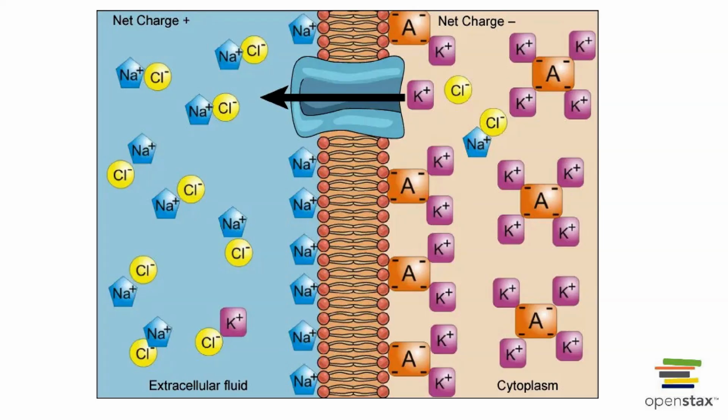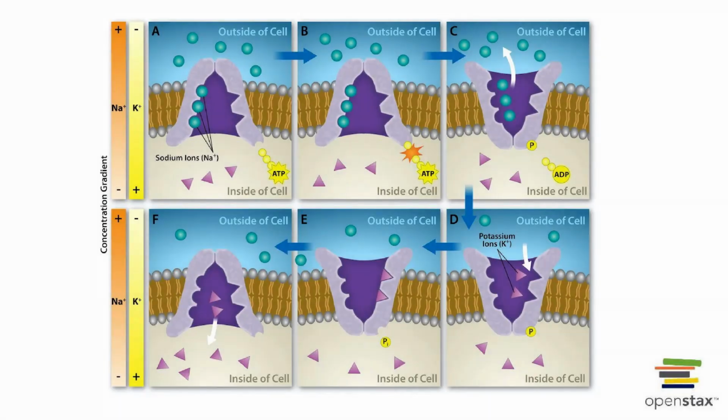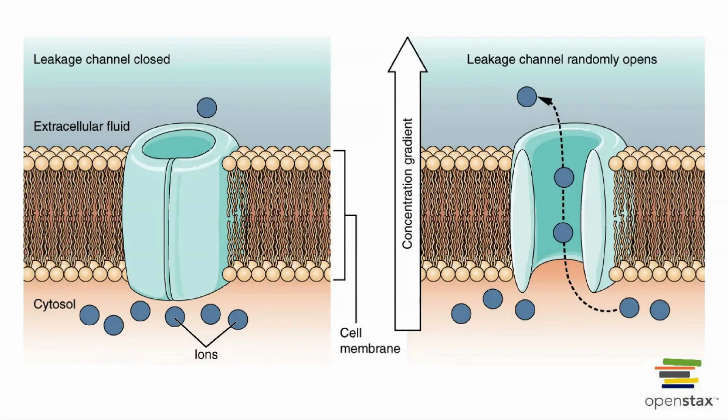There is more sodium outside the cell and more potassium inside. The sodium-potassium pump creates these concentration gradients. This protein uses ATP to fuel the movement of sodium out of the cell and potassium into the cell. The membrane has leak channels that allow these ions to cross the plasma membrane when the cell is at rest. There are more potassium leak channels than sodium leak channels.